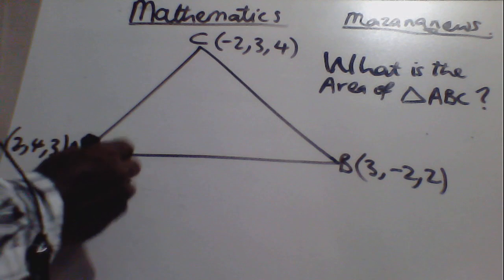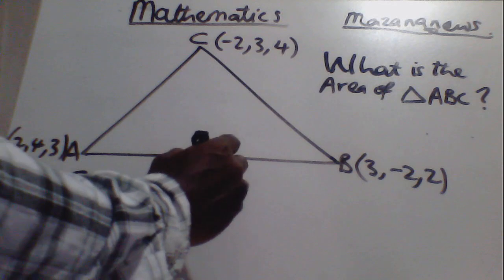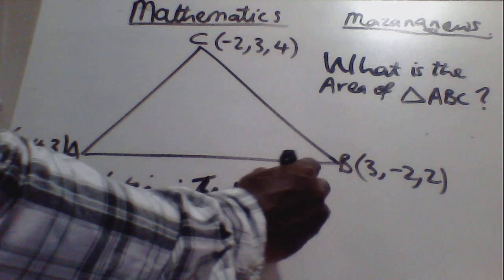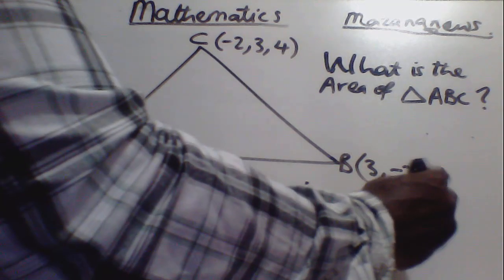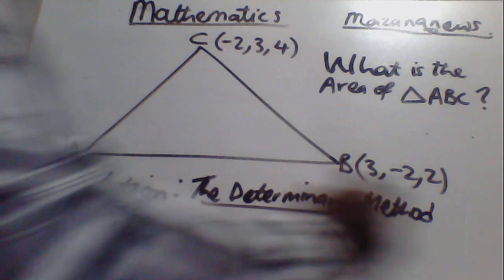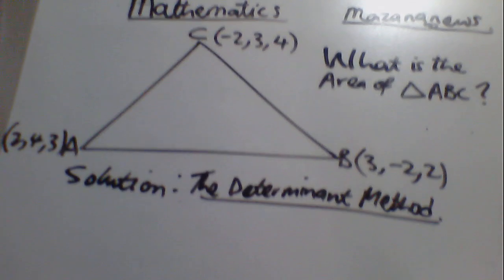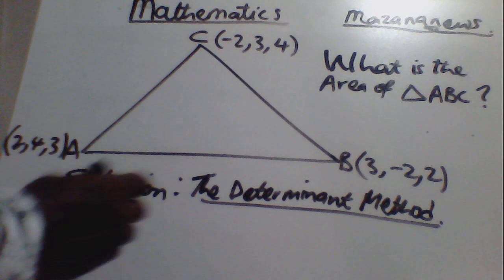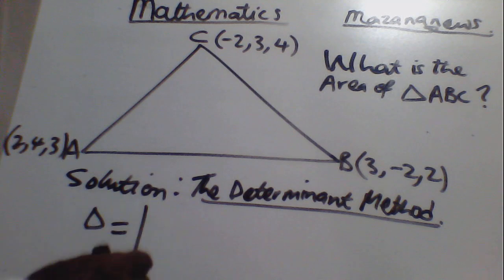So, solution. We use what? The determinant method. So how do we first find the area of this triangle? Let us first of all find the determinant. Let's see D, using D as the determinant in a matrix form.